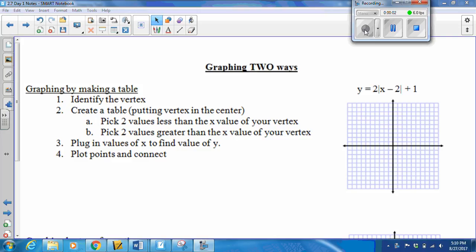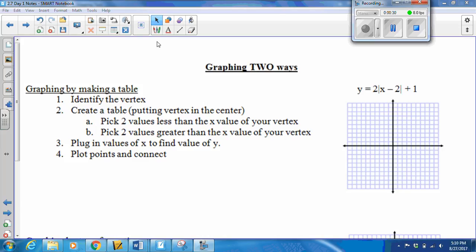Okay, so here is section 2.7 day 1, part 2 notes. Now that you have learned how a, h, and k affect our absolute value functions, we're going to use that to now graph certain absolute value functions. Now there are two ways of doing so. As you can see here, the first way is by making a table, like you've done before with linear functions, quadratics, exponentials, etc.